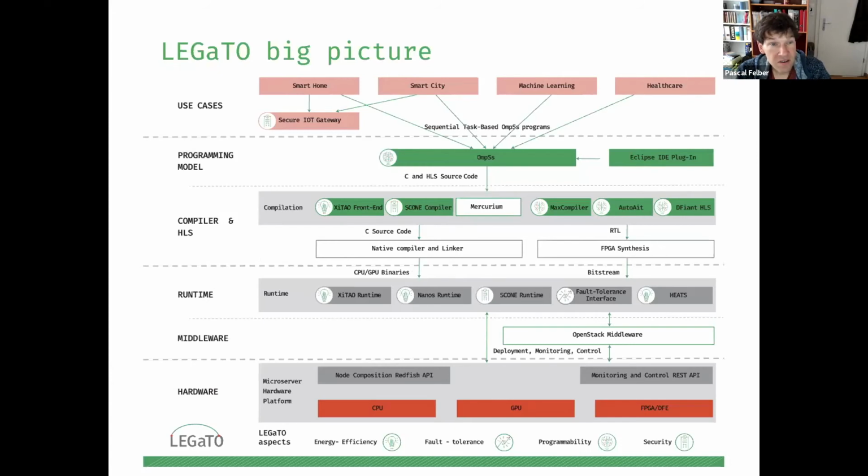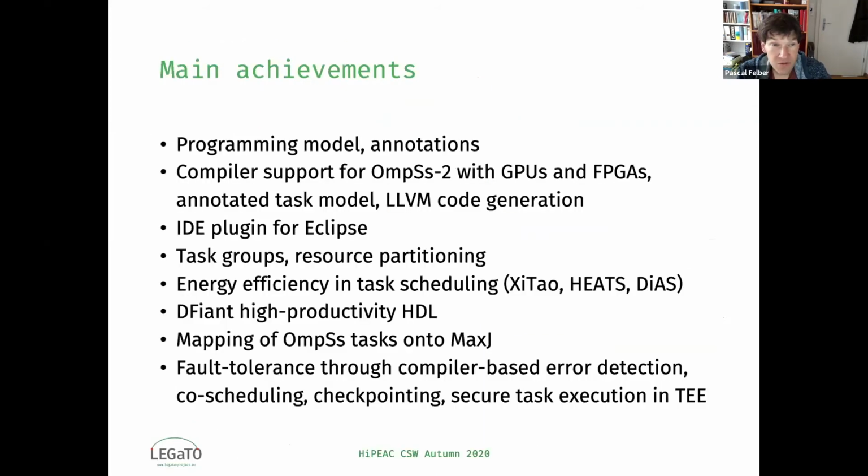So this is the stack picture that you already saw. The green boxes are the items that I'm going to talk about now, and they are identified in this higher layer of programming models, compiler and HDLs. The main achievements we had in this part of the stack are first the programming models and annotations that support the programmer in building highly efficient heterogeneous applications.